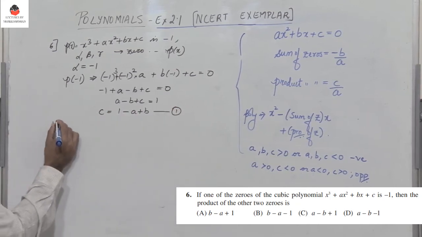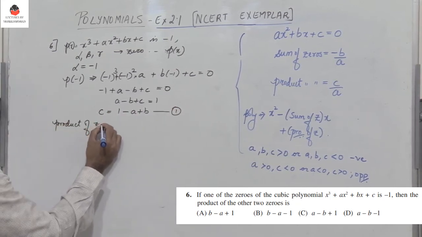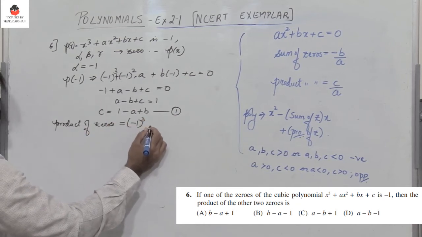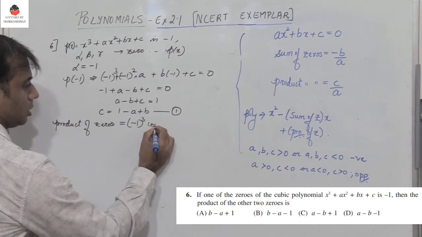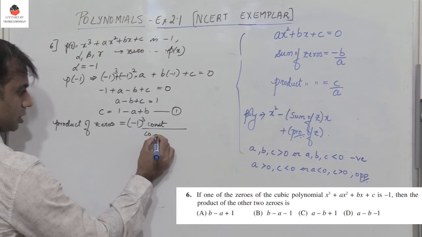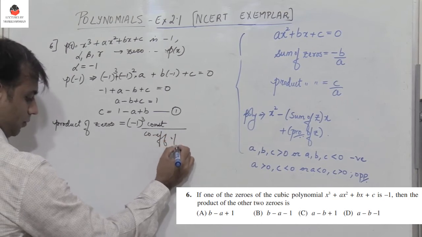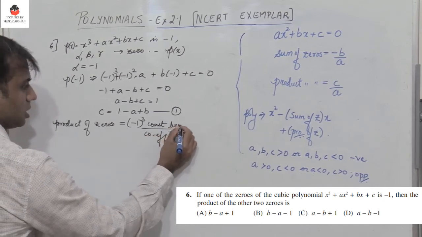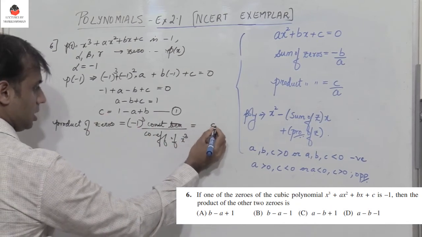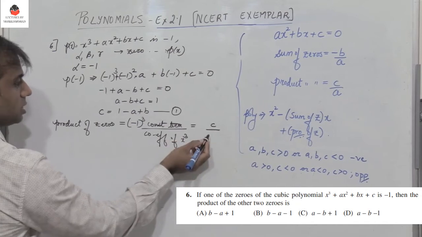Now we know that the product of zeros of a cubic polynomial is nothing but -1 whole cube, the constant term, divided by the coefficient of x cube. So we have the constant term. So what is the constant term here? It is nothing but c. The coefficient of x cube is 1.